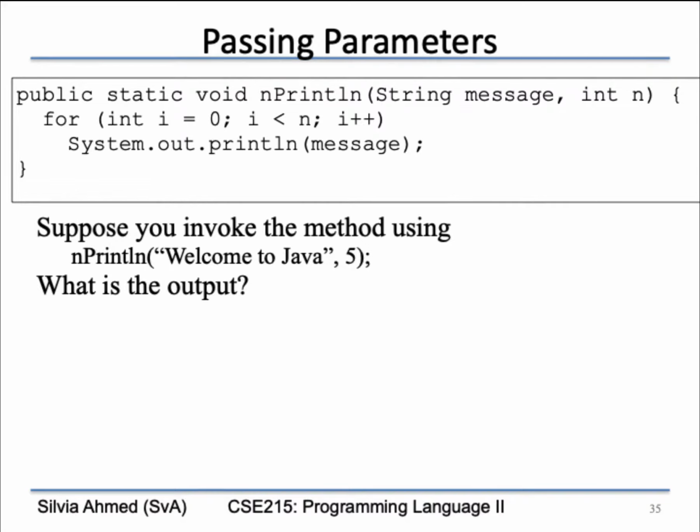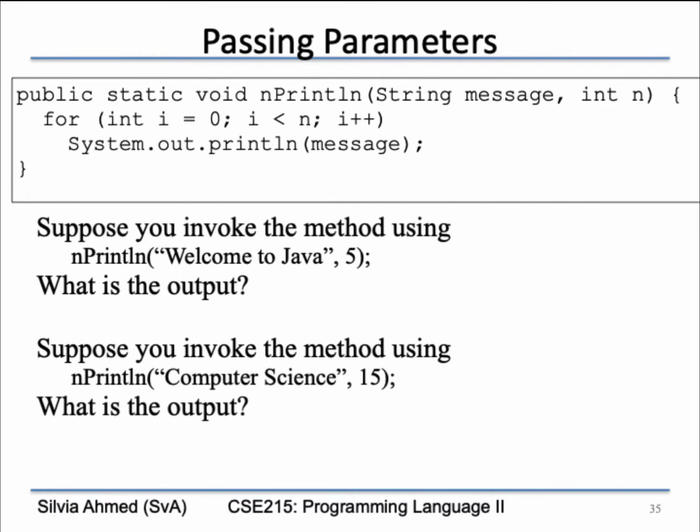So just pause the video and think about what the output will be if we call the nPrintln method with these two inputs, "Welcome to Java" and 5. You can guess that this will print "Welcome to Java" 5 times. Similarly, if you invoke the method using nPrintln("Computer Science", 15), the output will be "Computer Science" 15 times. If we change the order here, like we write 15 first and then "Computer Science", it will give us an error.